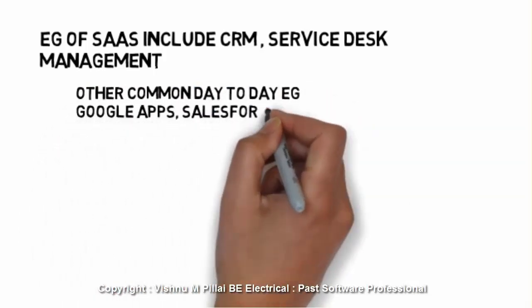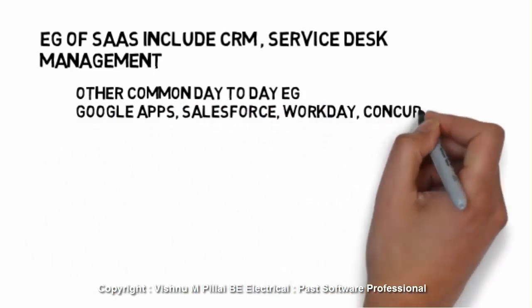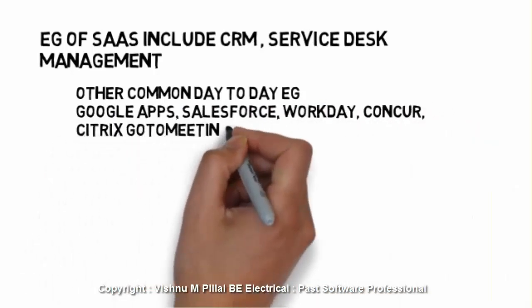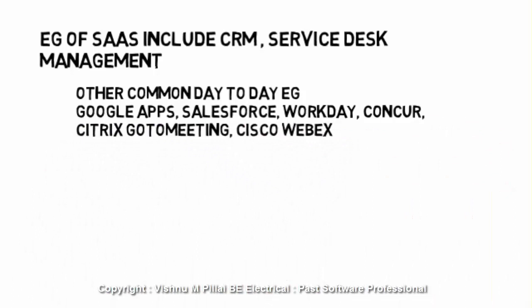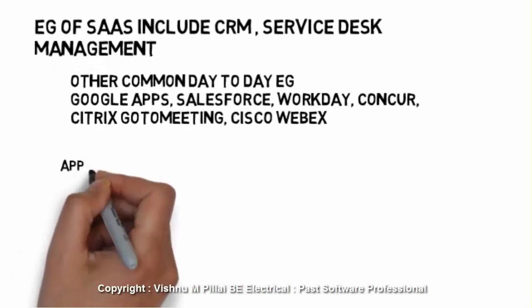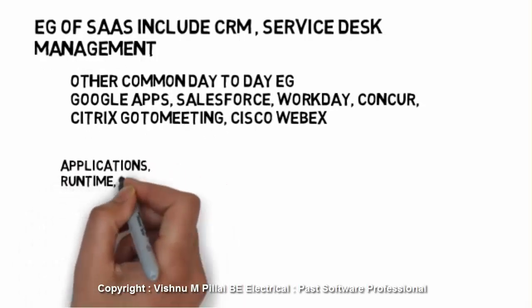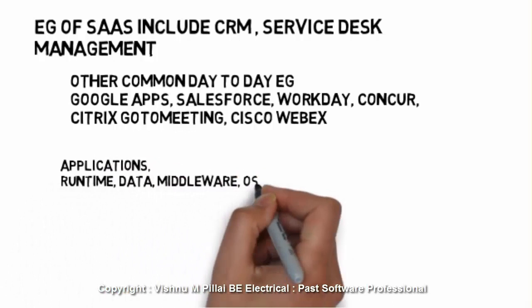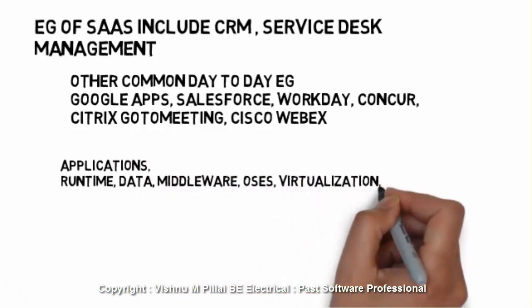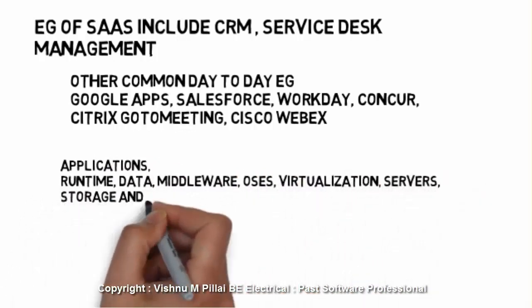Some of the examples of software as a service include CRM, service desk management, and other common day-to-day examples include Google Apps, Salesforce, Workday, Citrix Meeting, and Cisco WebEx. If you look at these services, you download an application from Google Play Store or any Play Store, and when you run that application, all the background processes will happen in the cloud. That is an example of software as a service.